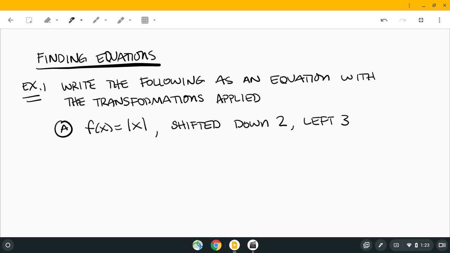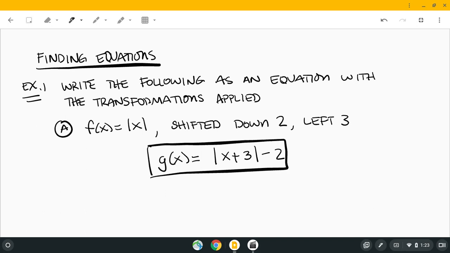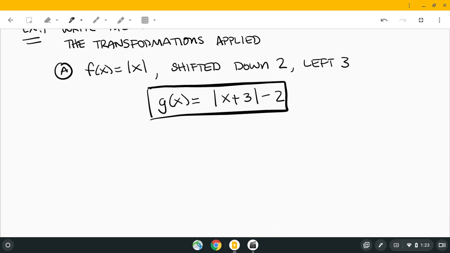So let's call it a different name. Let's call it g. Left 3 goes with the x. Left is plus 3. And down 2 is minus 2. So this would be your final answer. So you're going backwards now. All right, go ahead and try this one.